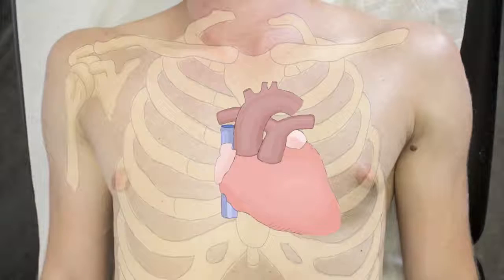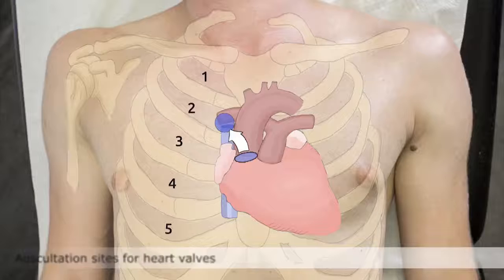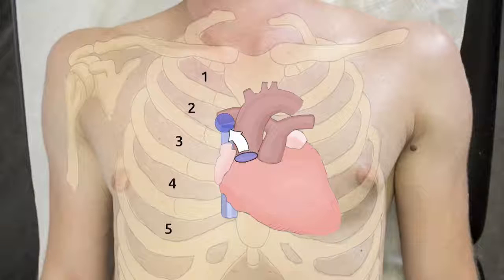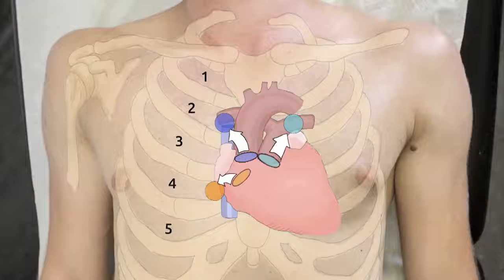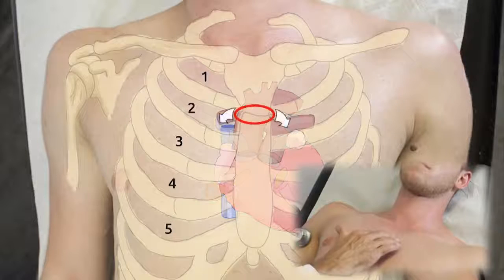Auscultate the individual valves in the following locations: aortic valve, second ICS at the right sternal border; pulmonary valve, second ICS at the left sternal border; tricuspid valve, fourth ICS at the right sternal border; mitral valve, fifth ICS at the left midclavicular line. Locating the second ICS is facilitated by first palpating the sternal angle.